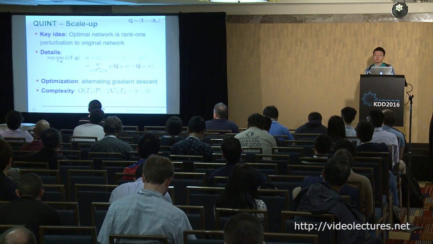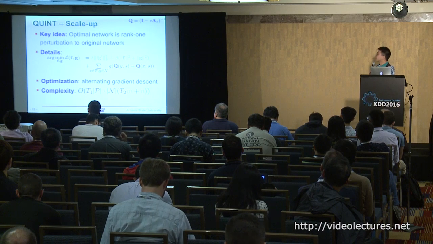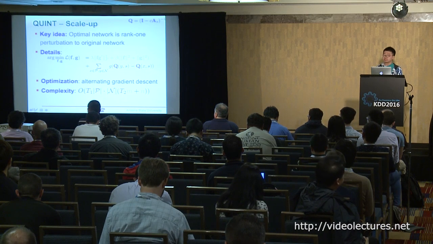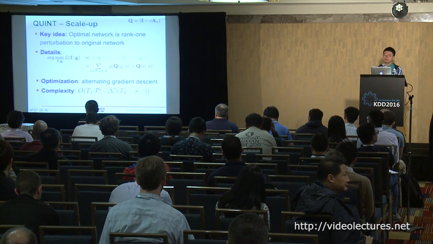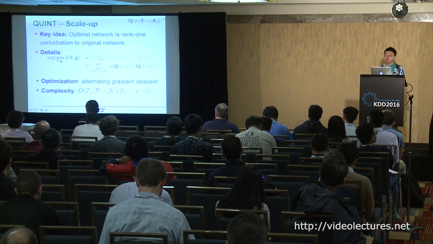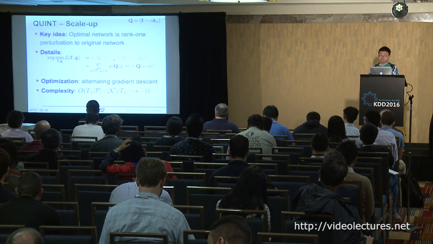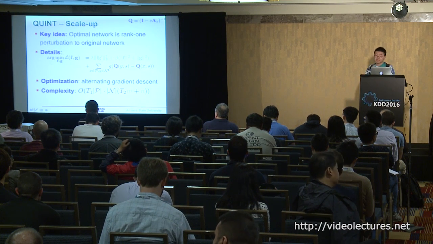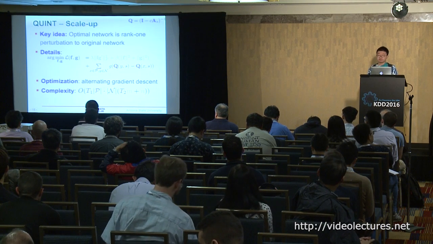So we propose a scale-up solution. The key idea is to assume that the optimal network is a rank-1 perturbation to the original network. So this is our formulation. f and g are two column vectors. Then f times g prime will be a rank-1 perturbation. Its formulation is similar to our previous formulation, and we use alternating gradient descent to solve it. And the complexity can be reduced from n squared to n.